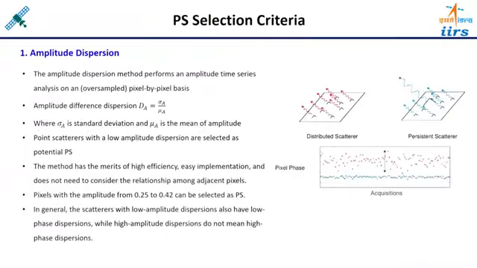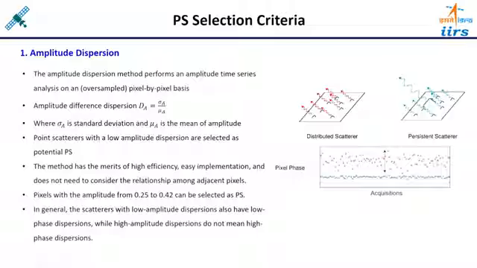These are the techniques for PS selection. First, I have already mentioned the amplitude dispersion technique. Here you can see this is the pixel phase, this is the acquisition date. These blue crosses, this type of distribution you are getting, show the PS points, and these red dots, where some deviation or amplitude dispersion is there, are considered DS points or distributed scatterers.